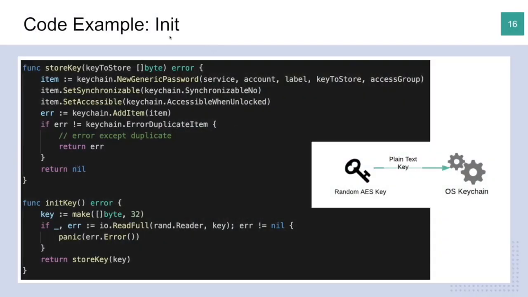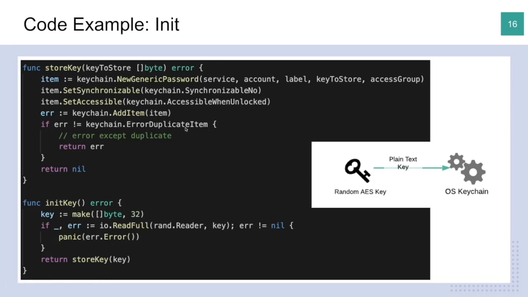So the init function, basically all it does is it generates a random key. In particular, this random number generator here is a cryptographically strong random number generator. You always want to make sure that's what you're doing. And then it stores it inside the Apple keychain.